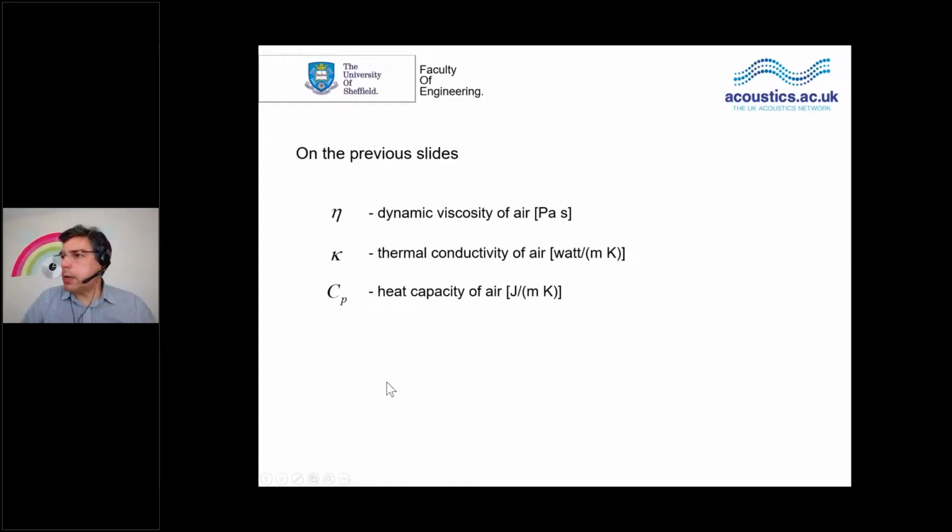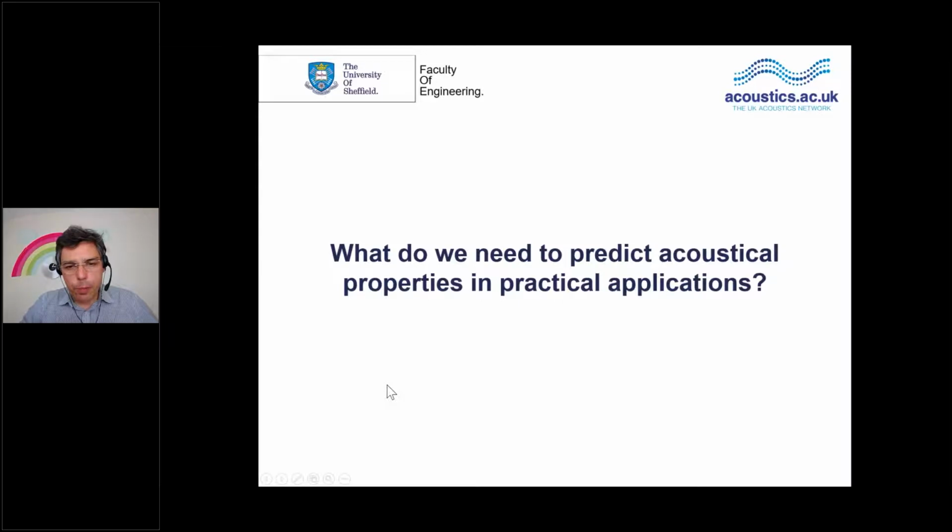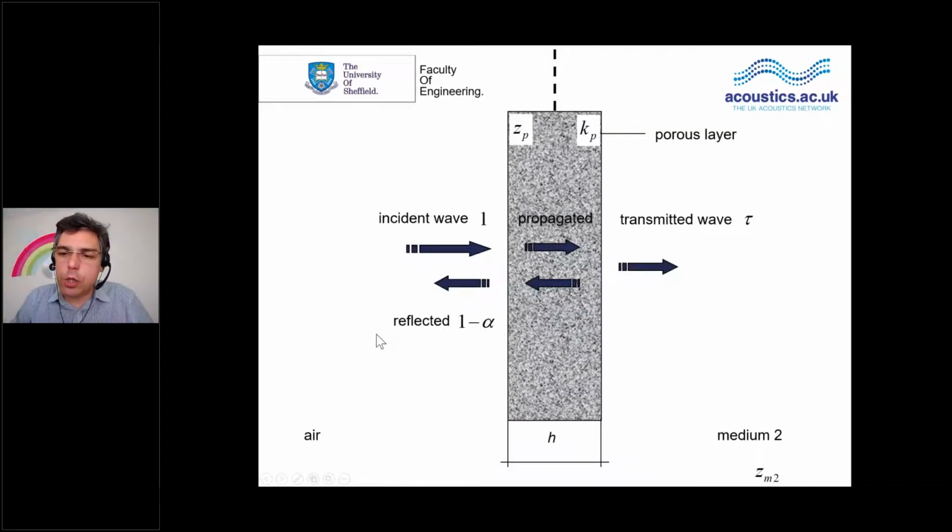Okay, so how do we predict acoustic properties in practical applications? Well, basically we say, let's assume that plane wave I showed you on one of the early slides is incident on the porous layer. And the porous layer has a thickness H, and it has characteristic impedance ZP, and wave number KP. Part of the sound energy reflects, part propagates, attenuates, and reflects back from the end, and part is transmitted.